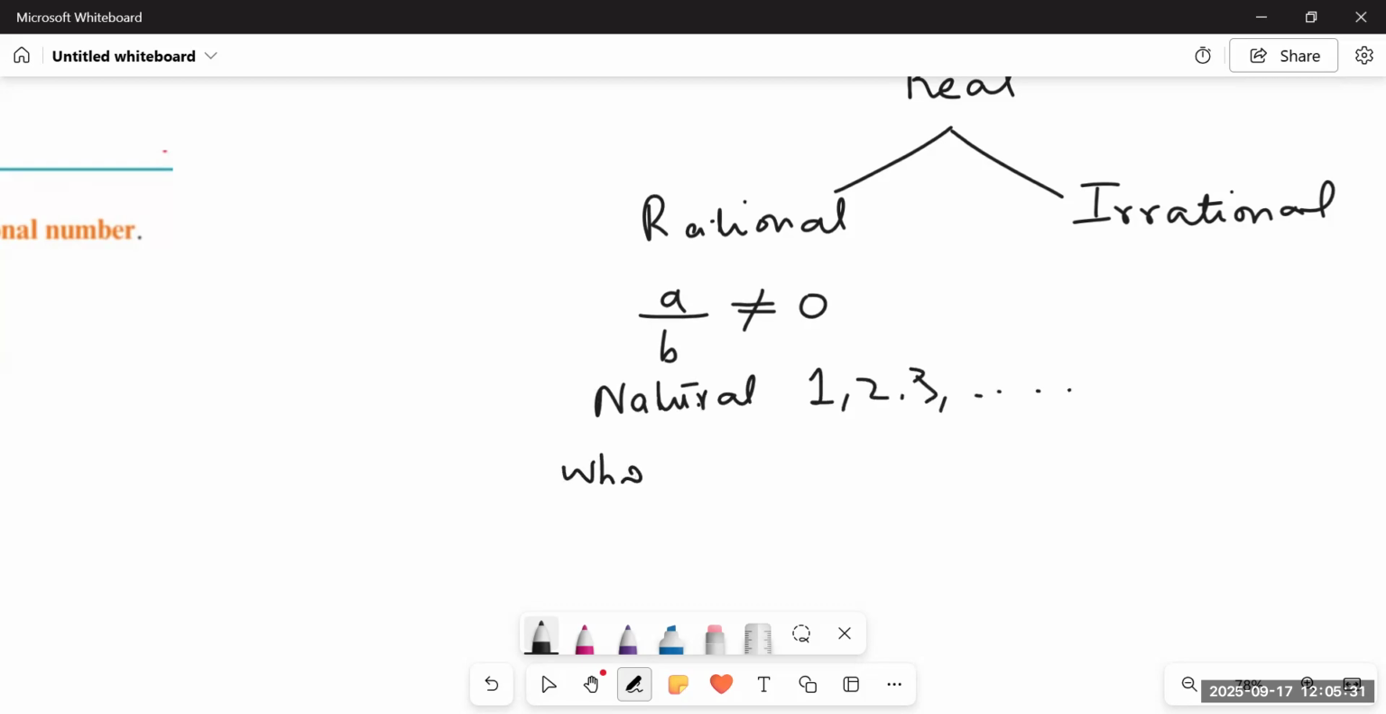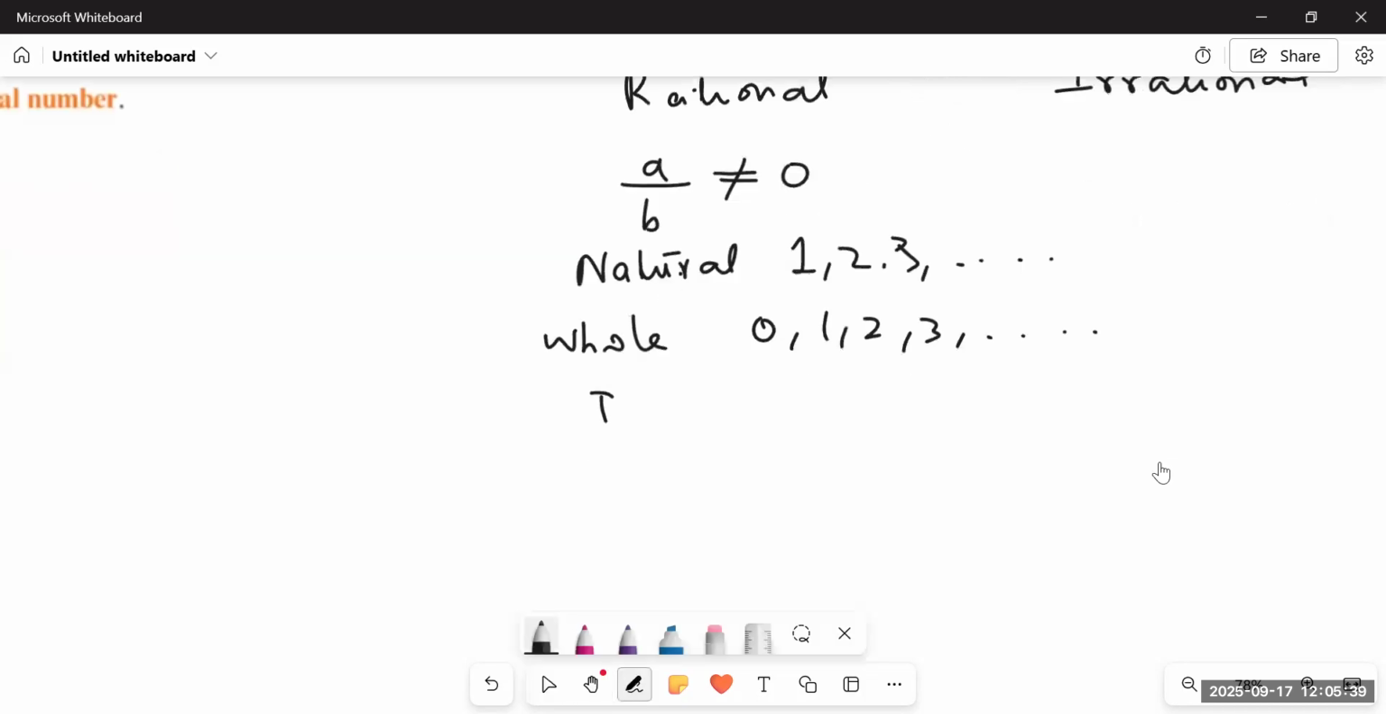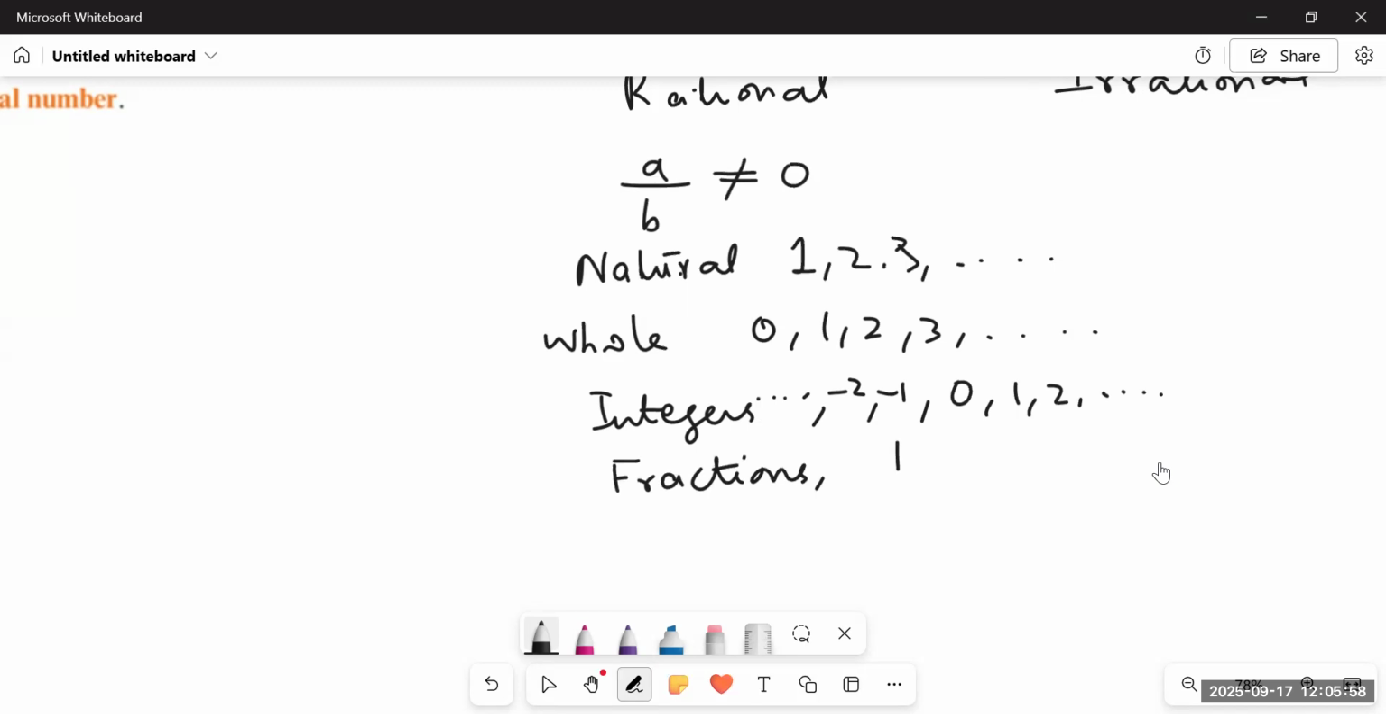All the whole numbers starting from 0, 1, 2, 3, and so on. And then all the integers, that is positive and negative numbers, that have both positive numbers and negative ones. So all these numbers are rational numbers. And when we talk about fractions, all the fractions are also rational numbers, like 1 upon 2, 2 upon 5, 4 upon 9, 6 upon 8, or 6 upon 11. What else? All the fractions are rational numbers.